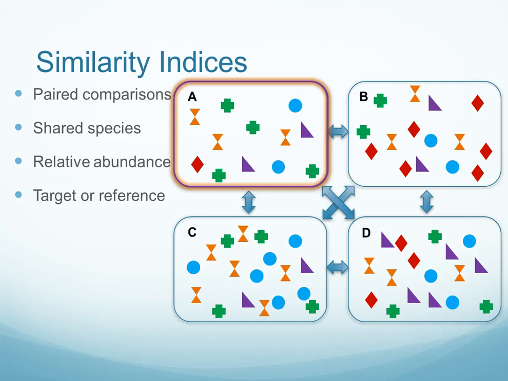Many times when we use similarity indices, we're interested in measuring or comparing the composition of plants on one site to a target or a reference site. Now I have highlighted site A as being a reference, and we can calculate a similarity index between site A and any of the other sites in order to compare how similar they are, both in terms of the species that they have in common as well as their relative abundance.